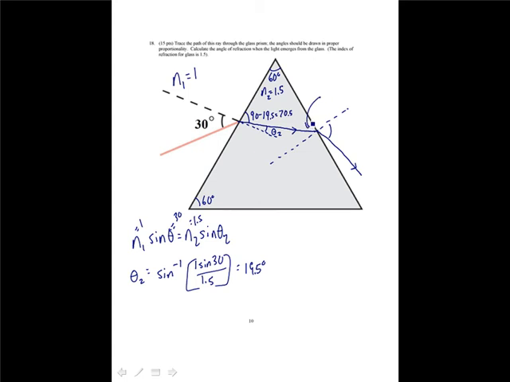And then further I can find this angle, which is going to be 180, which is the total number of degrees in a triangle, minus 60 minus 70.5. And that angle is equal to 49.5.